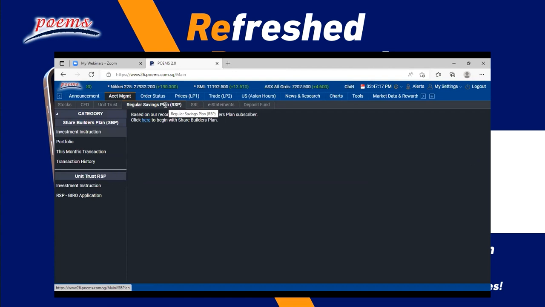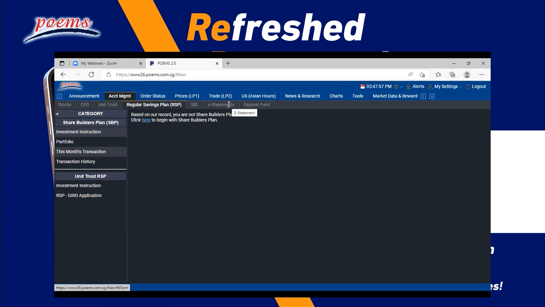For the regular savings plan, there are actually two different kinds. The first one is the Share Builder Plan. This one refers to shares only. For example, the most common one our investors buy is the STI ETF, which tracks the index itself. So that will be the usual one. If you're interested in the Share Builder Plan and accumulating using dollar cost averaging, then you can go for it. If you're interested in regular unit trust purchasing, then you can go for the unit trust regular savings plan. This will be the tab for you to check your portfolio, your transactions, and the history itself.